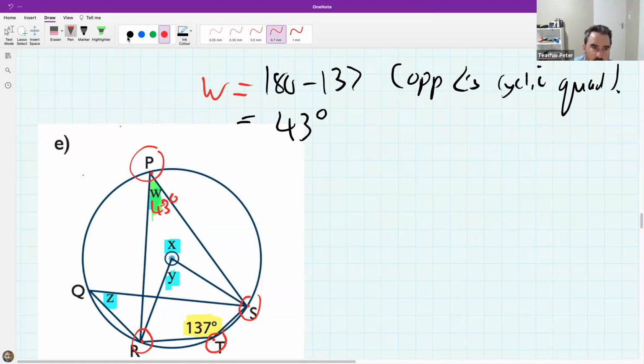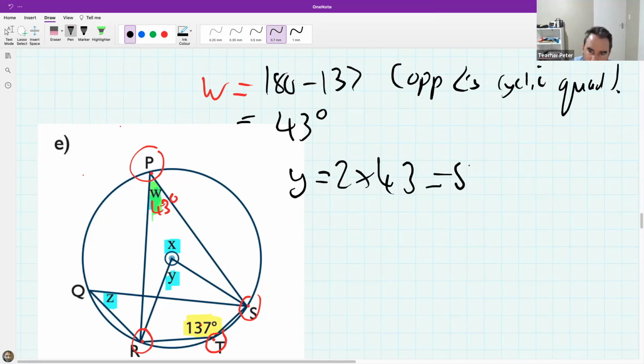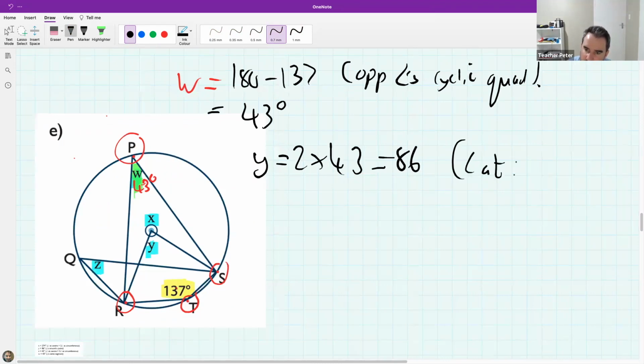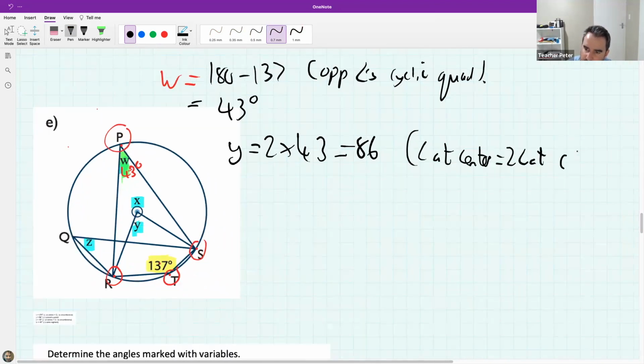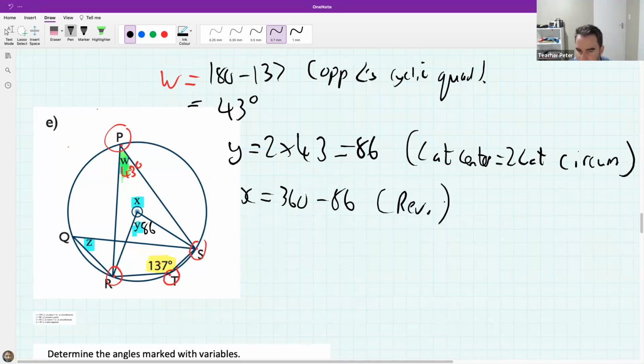So I think the next one I would go for, we don't have to, is y. I can see the arrowhead here. So y is 2 times 43, which is 86, and that would be angle at center is twice angle at circumference. And then once I know that, x is 360 minus 86, which is angles in a revolution. And that would be 360 minus 86, so 274.